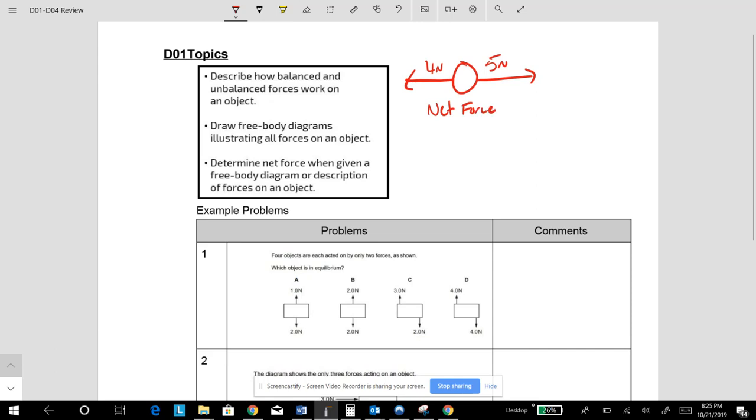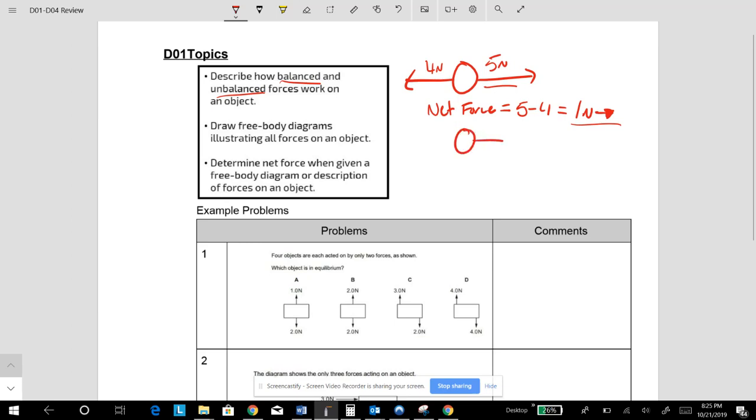If it moves in the opposite direction of this force, so for example, this is 5 and this is 4, when you calculate them together, it should be 5 minus 4 to get a net force of 1 newton to the right. That's something that we've discussed in class, and I will make a video going over free body diagrams later on. But you should be able to define how balanced and unbalanced forces work on an object. So for example, since I have an unbalanced force right here, and I have a net force of 1 newton, my object will move to the right.